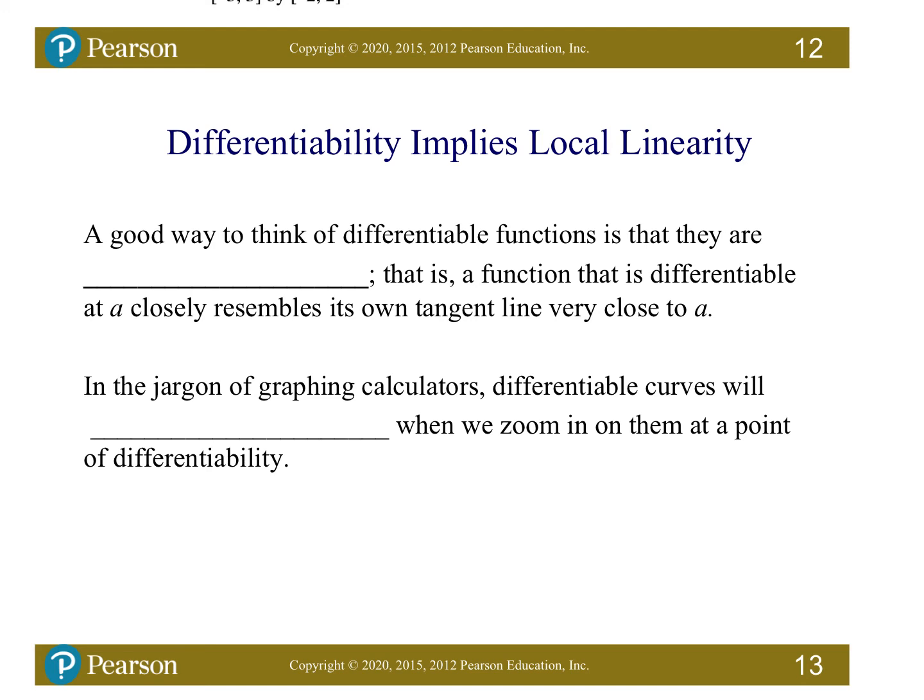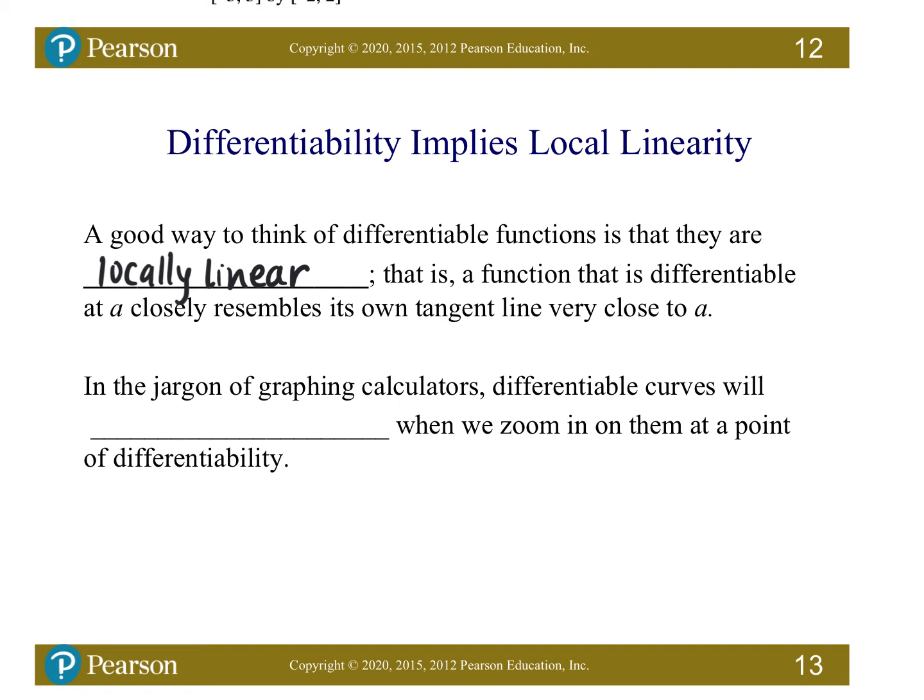Okay, a good way to think of differentiable functions is that they are what we call locally linear. A locally linear function means it's made up of teeny, tiny little line segments. This is how the Greeks thought of it. They didn't think of it as a circle. What did they think of it as? A polygon with infinitely many sides. And the smaller the side, the smoother the shape it became.